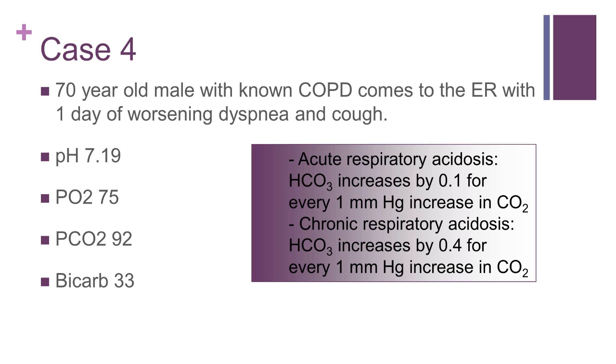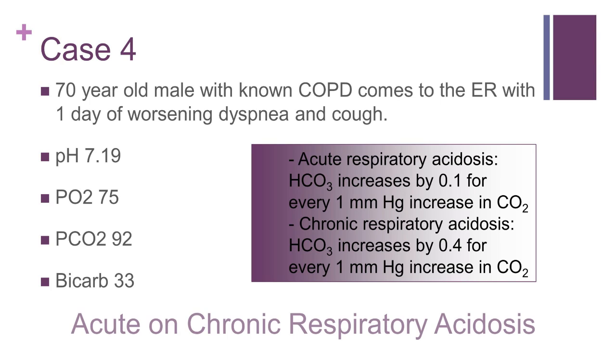In an acute process, the bicarb should increase by 0.1 for every 1 millimeter mercury increase in CO2. This would be about 5. The bicarb is increased by more than 5, however. This is a case of a mixed acute on chronic respiratory acidosis.